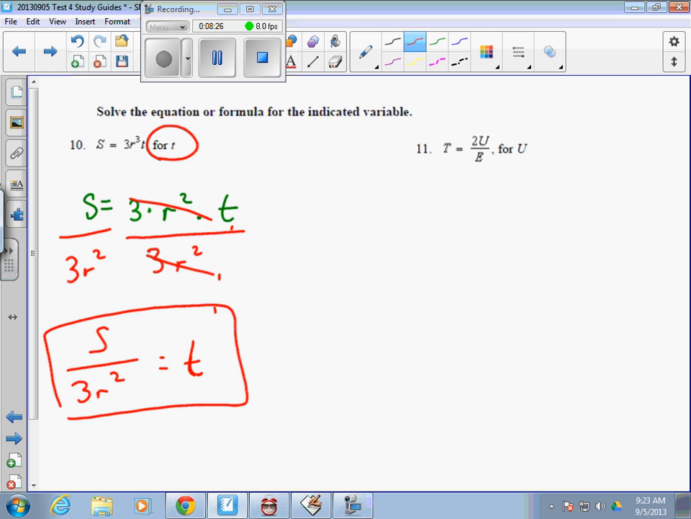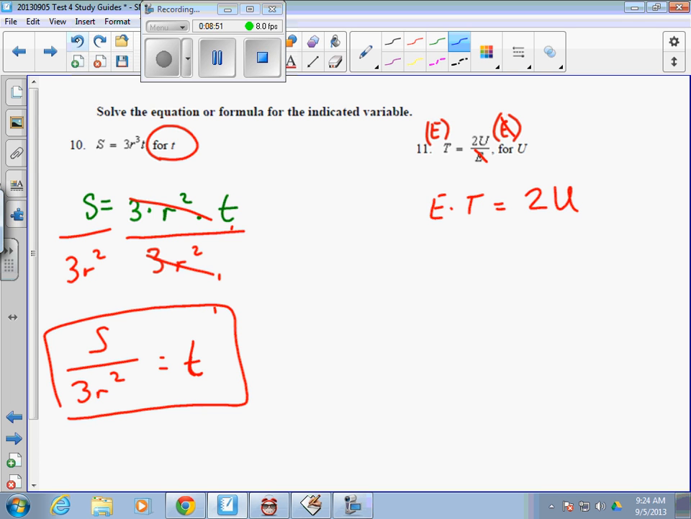This time we're looking for u. That says t equals 2 times u over e. Get rid of divide by e first by multiplying by e. If you multiply the right by e, multiply the left by e. So now you have e times t equals, these will cancel out, leave you with just 2u.